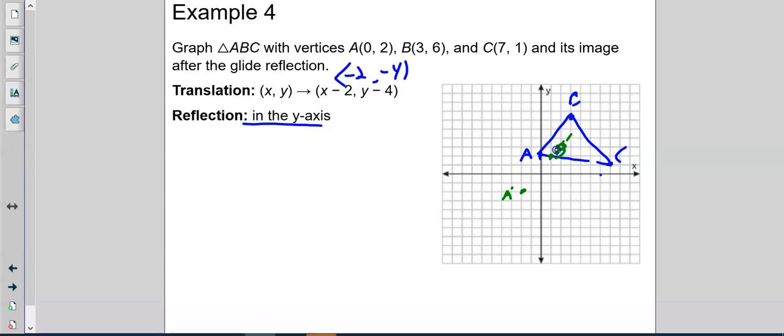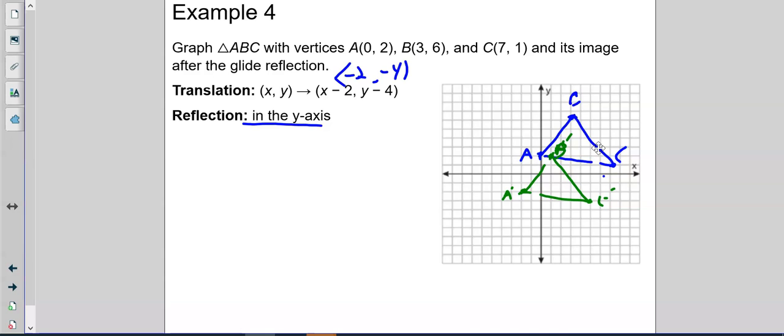Sorry, my pen is not doing very well today. And C, I'm going to go 2 to the left, 1, 2, and down, 1, 2, 3, 4. There's my C prime. Now notice, basically, this triangle moved 1, 2 spaces left, and 1, 2, 3, 4 down. That's all I did. So that's why it's A prime, B prime, C prime. That was my first move.